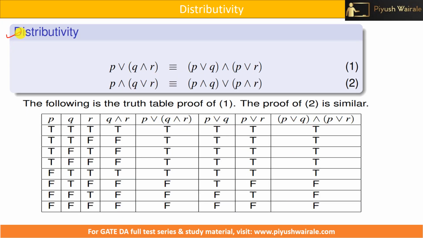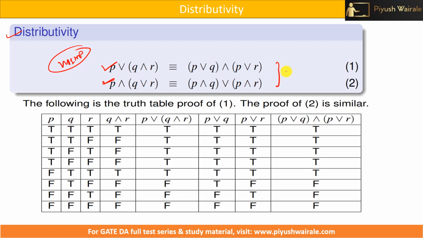The next law is distributivity. So what does it tell us? Suppose P or, inside the brackets, Q and R. Then we can say P or Q and P or R. Very important. De Morgan's law is very important, and this is also very important. So P or (Q and R) is equivalent to (P or Q) and (P or R), right? The same thing holds in this case also, with the operators swapped, but the idea is the same.